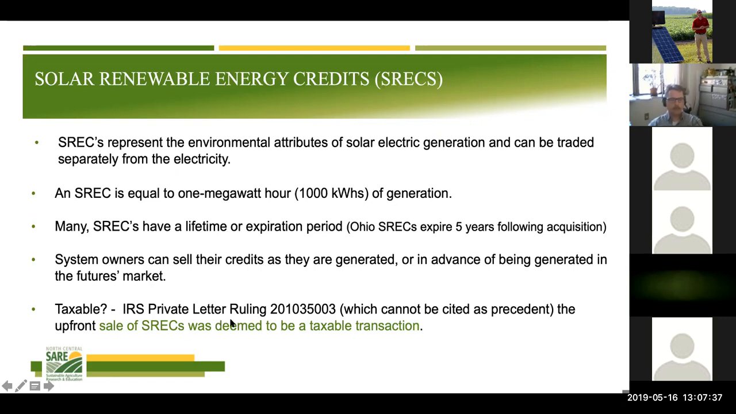While it says here that it can't be cited as precedent, there was an IRS private letter ruling that did deem the upfront sale of SRECs as a taxable transaction. So again, this is why, for these projects, it's really important to have that financial person there, whether that's your accountant, financial advisor or tax professional.